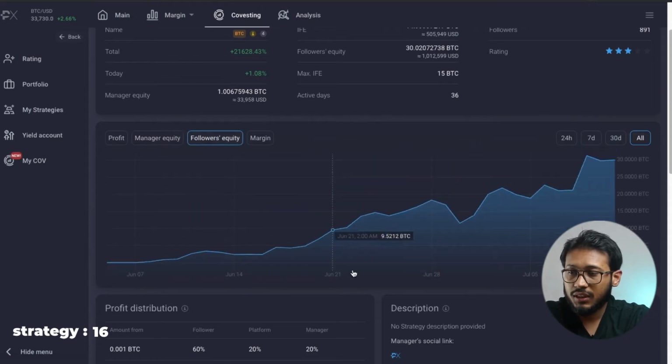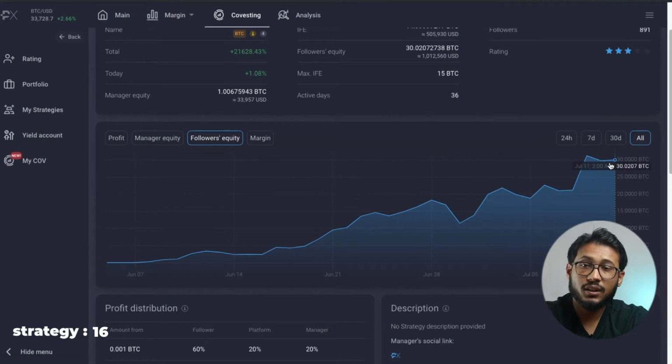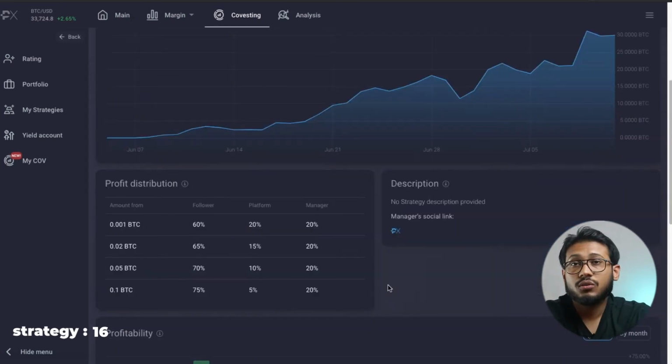For the followers equity, it has been gradually increasing, and at the moment the followers equity is 30 BTC. 1 BTC is from the manager and then 30 BTC is from the followers. If you follow this strategy, there are always going to be some fees associated with it. So if you have an amount that is 0.001 BTC within this strategy, you will get 60% of the profit. 20% of the profit will go to the strategy manager and 20% will go to the platform, or Prime XBT.